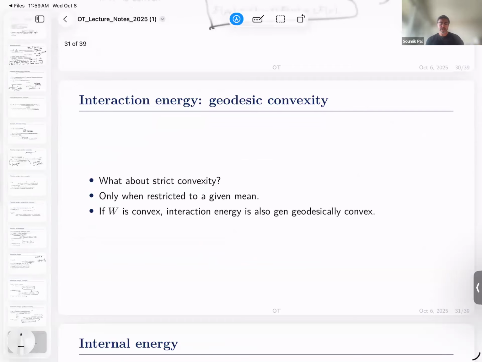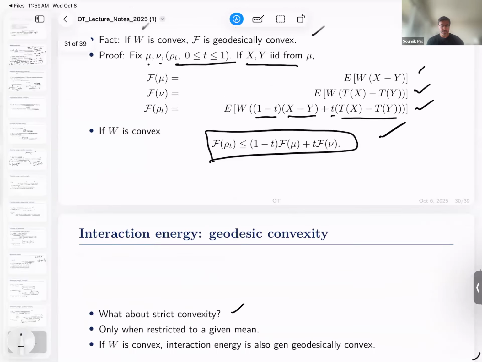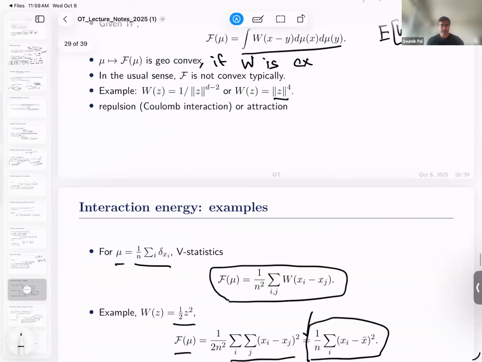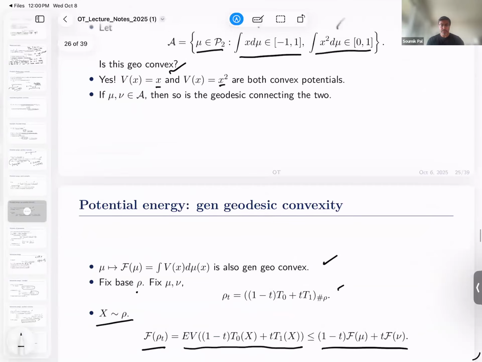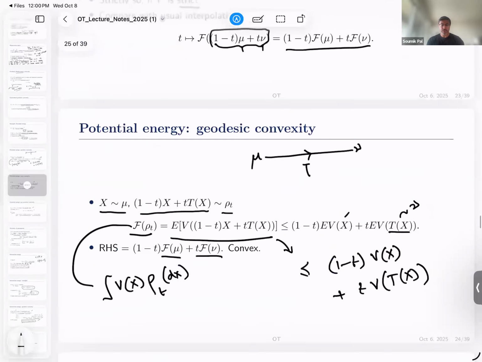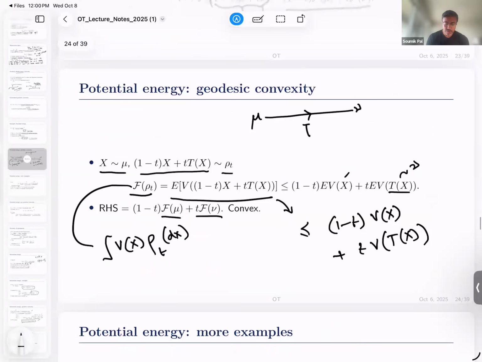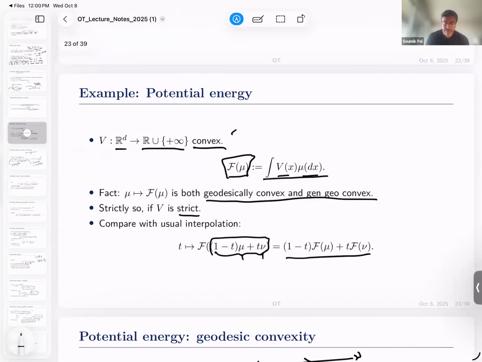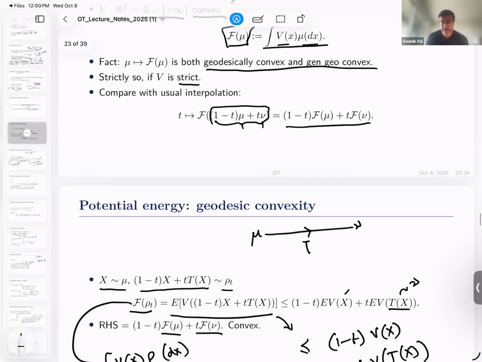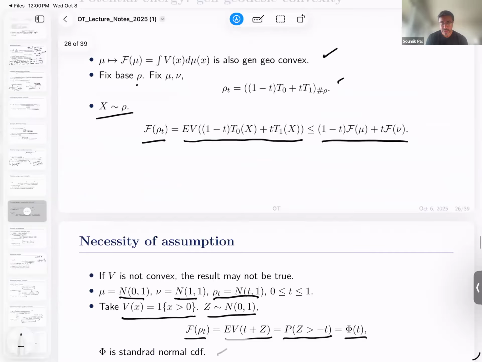So a question that we can ask is, what about strict convexity? In the first example, which is the potential energy example, the potential energy is strictly convex if V is strictly convex. And this follows immediately from the proof.